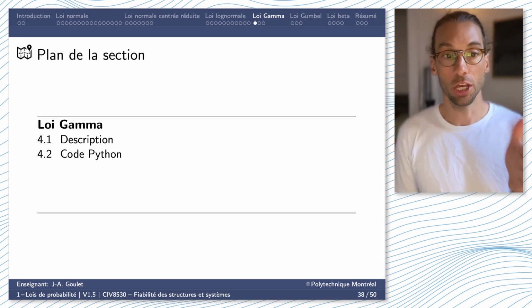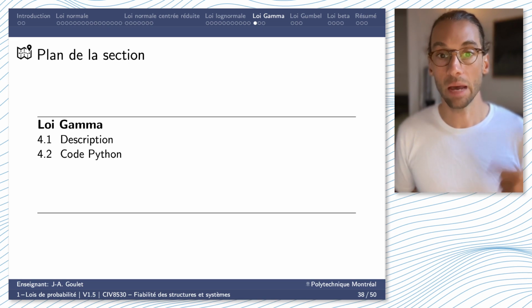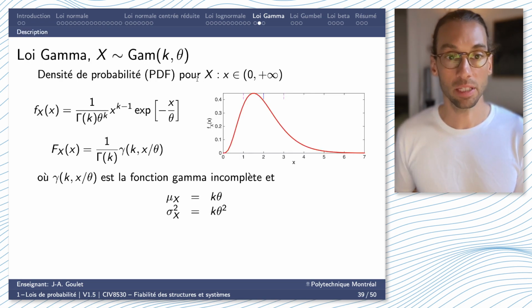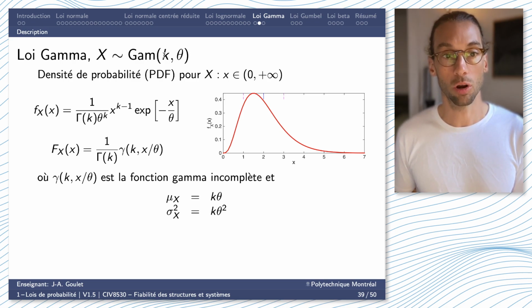Now we move to the gamma distribution. What is the gamma? How do we use it in Python? Gamma is defined for positive real numbers. So it looks like this. This is the expression for its PDF, where this is the gamma function evaluated for the parameter k. So the two parameters are k and theta. And if we want, this is the formulation for the CDF, where this is the incomplete gamma function, that little gamma here.